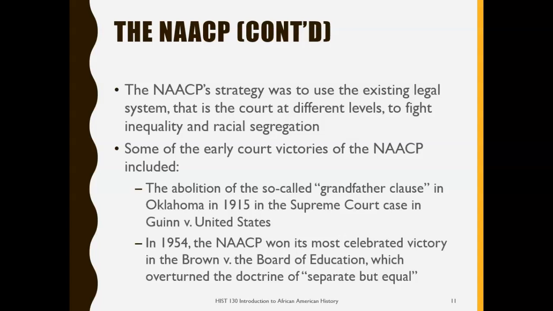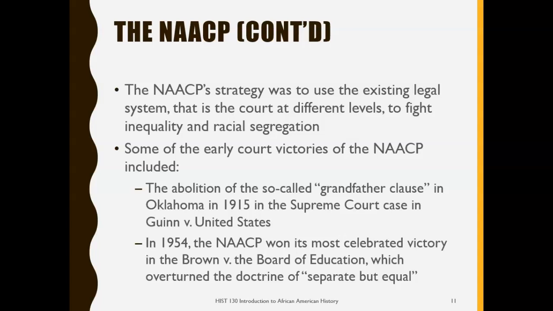Concerning the strategies of the NAACP, we can summarize the strategy as using the existing legal system. So that's the main strategy of the NAACP. They use the court at different levels, starting with a county and then state and all the way to the Supreme Court. They use the court system to fight inequality and racial segregation.